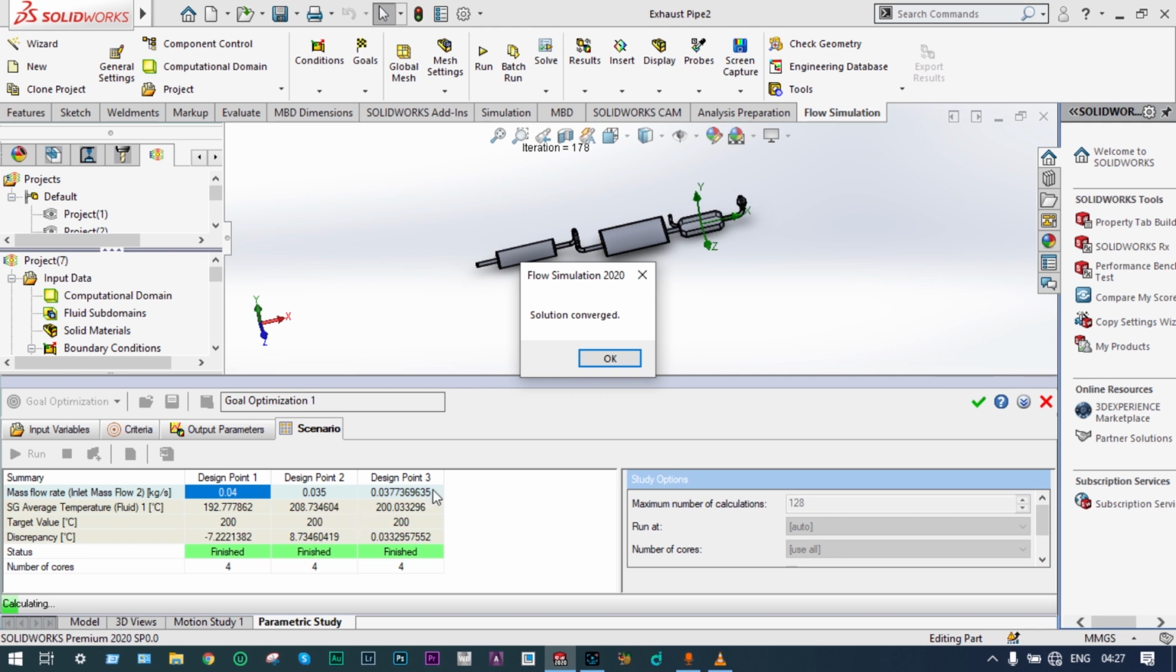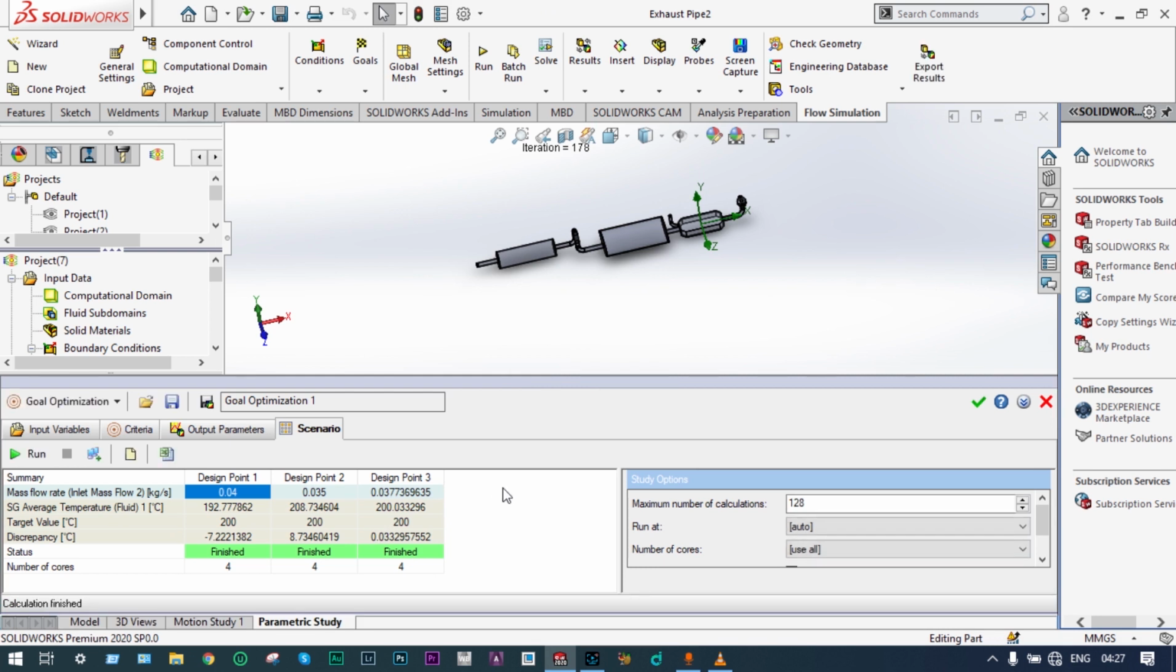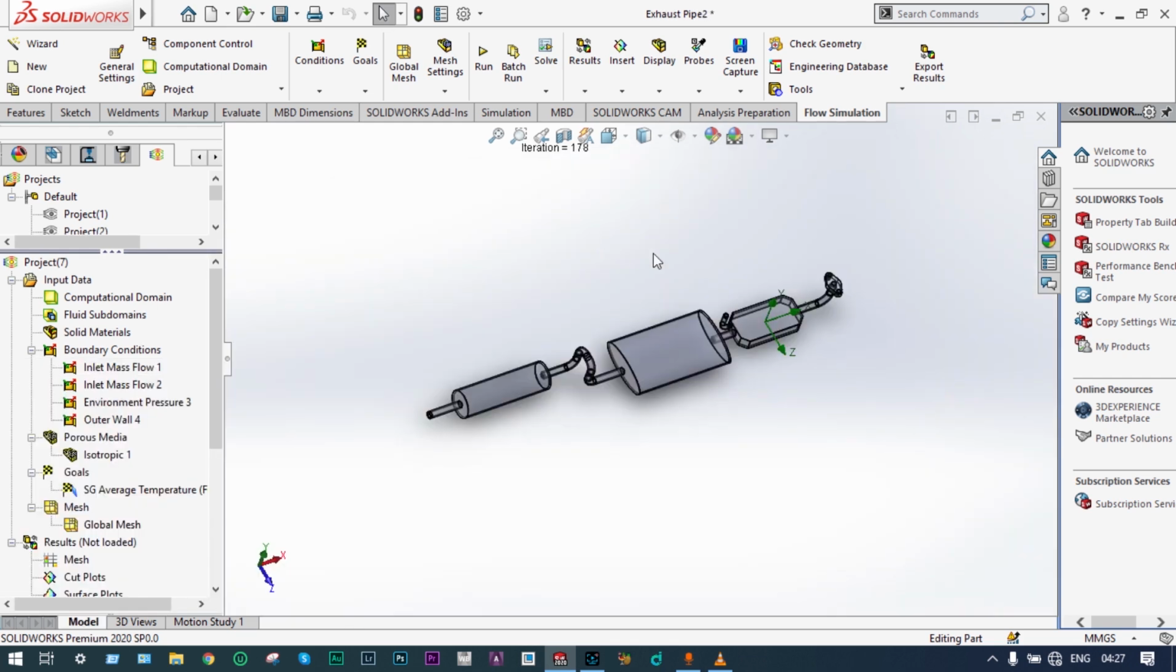And in the third iteration, at a mass flow rate of 0.037 kg per second, we got the exit temperature as 200.03 degrees centigrade. In this case, we got a variation of 0.03 degrees centigrade. So this is our optimum data, right? So our result is optimized. When the mass flow rate of air is 0.037 kg per second, the temperature at the exit level will be 200 degrees centigrade. This is all about today's parametric study and optimization of exhaust gas system using porous medium.